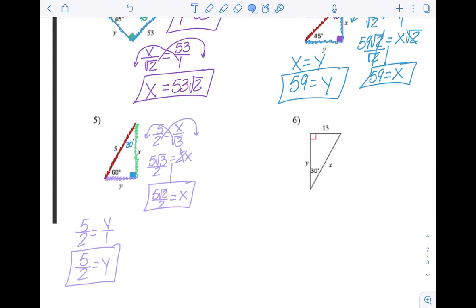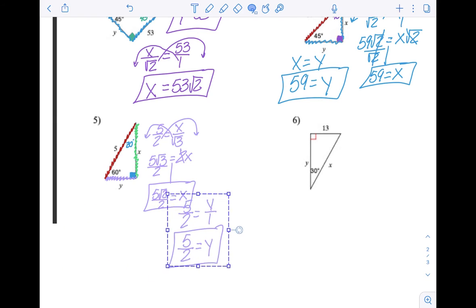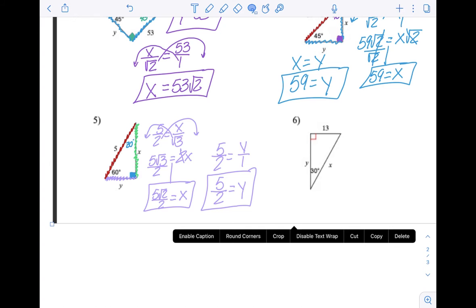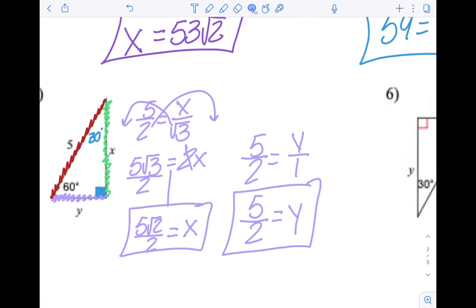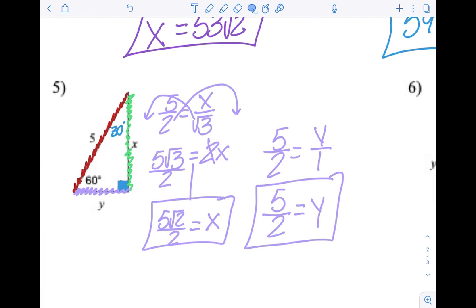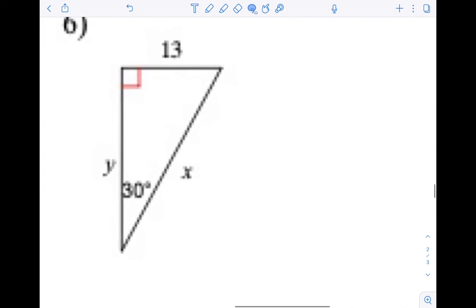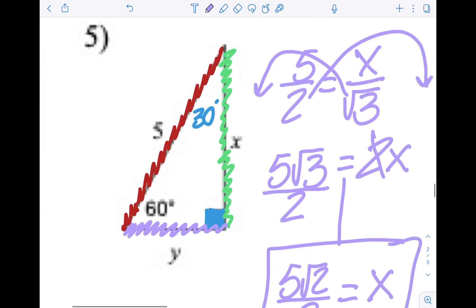Let me move this over a little bit so it could be closer together. There you go, right there. And that's 5. You will definitely see a problem like that. Finally, the last kind of problem you're going to see is also a 30, 60, 90, right? Look, there's my 90. There's my 30. That means that this is 60 degrees right there.